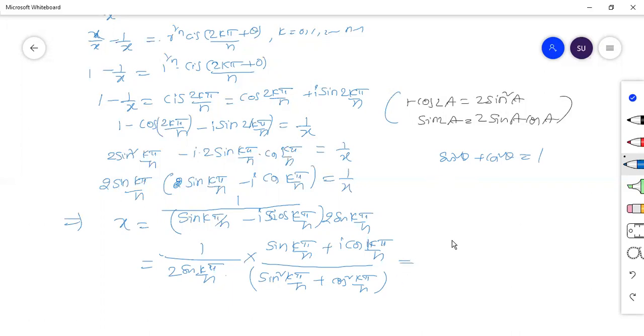So which is equal to sine kπ by n plus i cos kπ by n, divided by 2 sine kπ by n. Okay, that is equal to, now separate the terms, 1 by 2, sine kπ by n by sine kπ by n is 1, plus i into cos by sine, which is cot kπ by n. So this is the solution for the given problem.